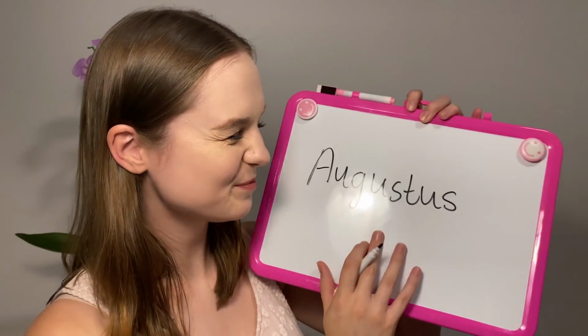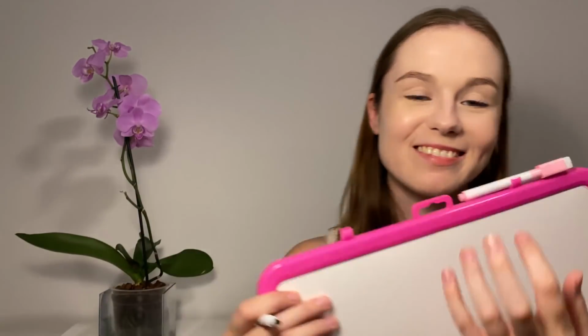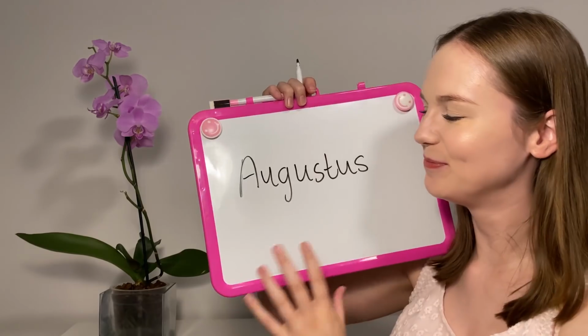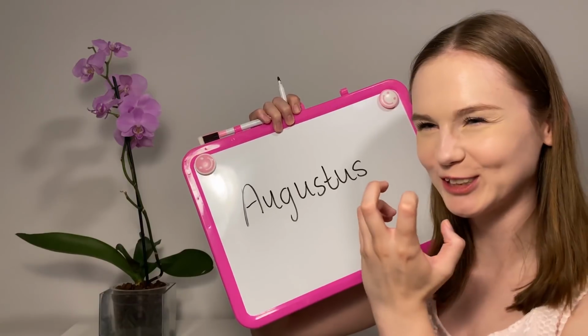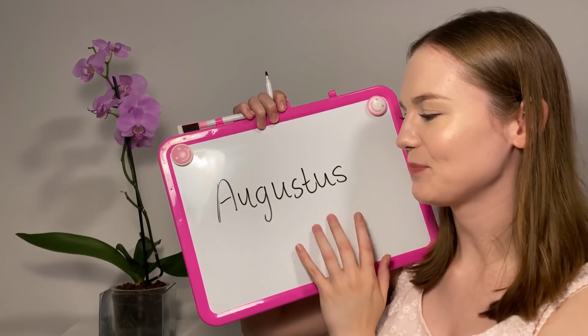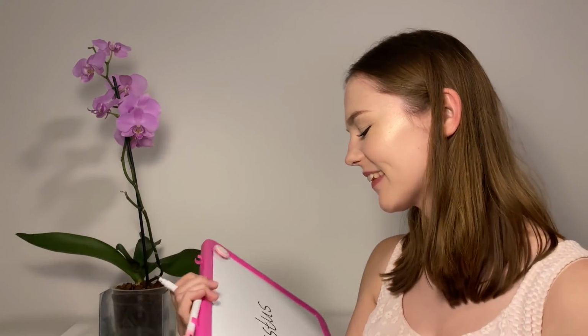Then we have my birthday month. Augustus. I think it's an ugly word. Like August sounds kind of cool, but Augustus is like too harsh. But yeah, my birthday month is Augustus. So it's got that h sound.